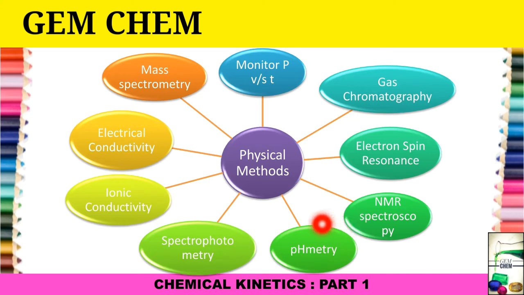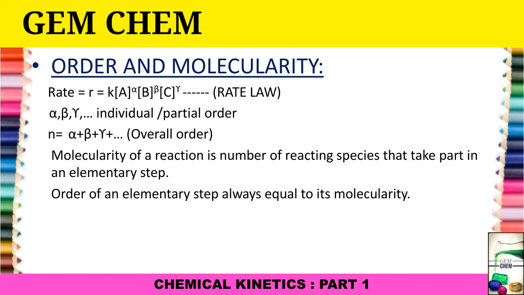Next, it can be detected by pH metry, NMR spectroscopy, electron spectroscopy, gas chromatography. So these are the different methods, right? Now we will see order and molecularity, and this is the last part. This is a very important part because from the next video we are going to deal with different orders of reaction, right? So what is order?